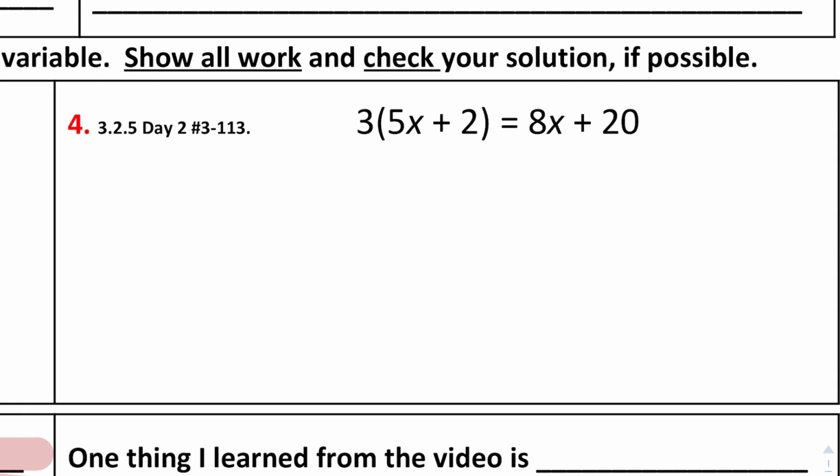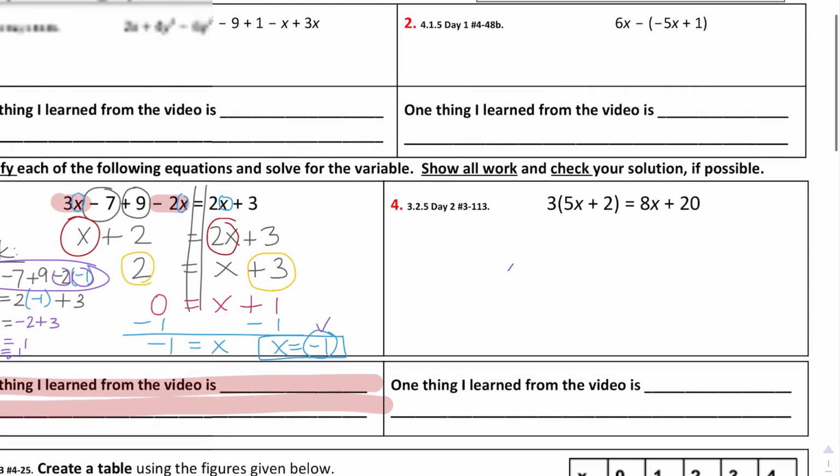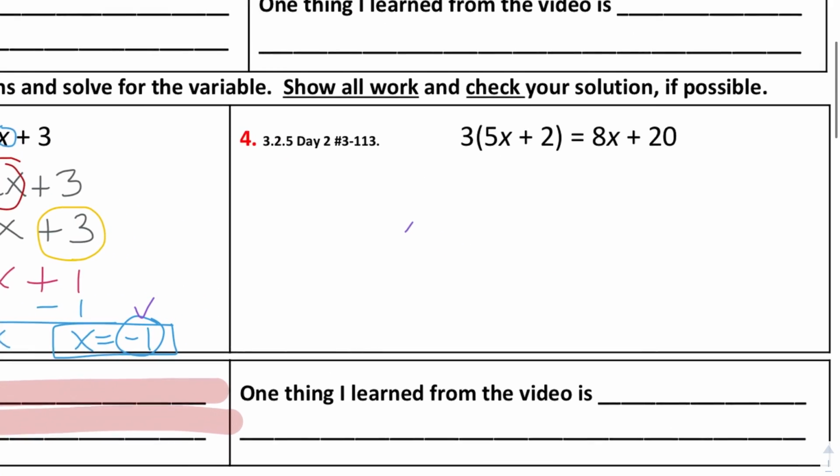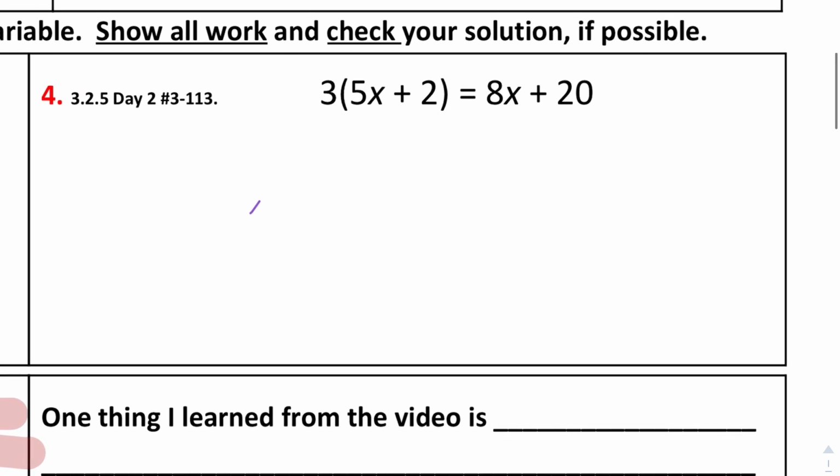Okay, this is Math 7A, Unit 4, Chapter Test, and this is number 4. Let me zoom out so I can show you the directions. Simplify each of the following equations and solve for the variable. Show all work and check your solution if possible. So let's go ahead and do that.